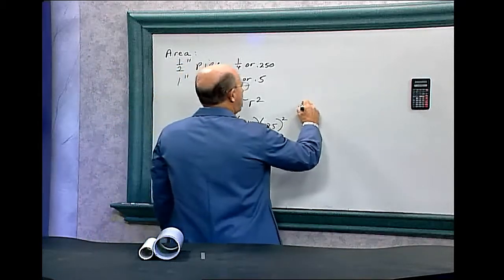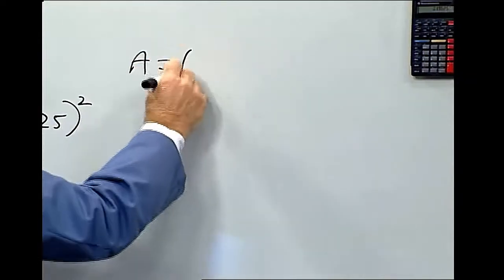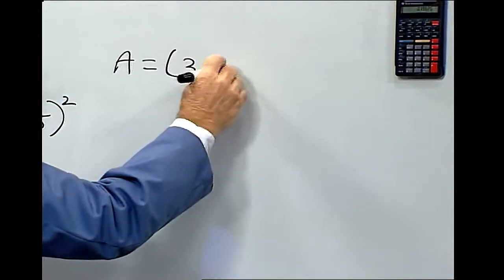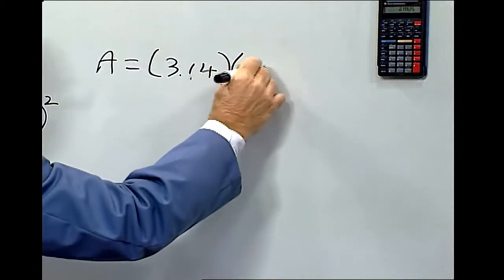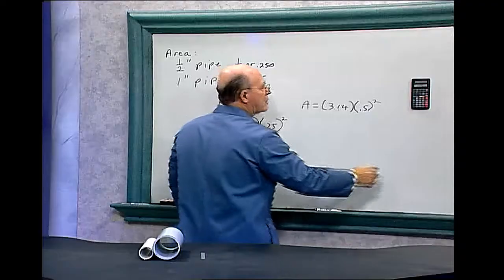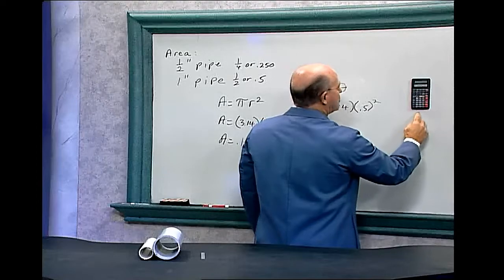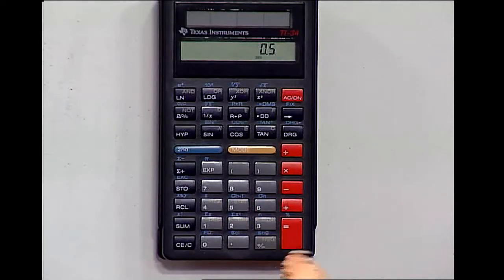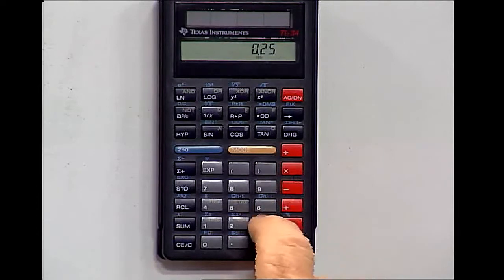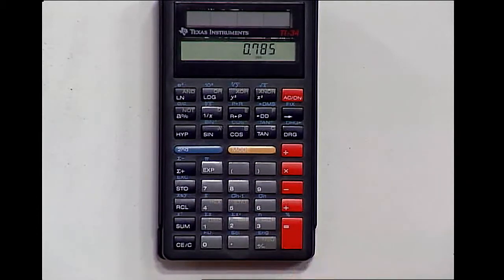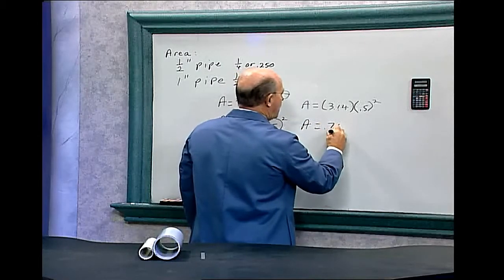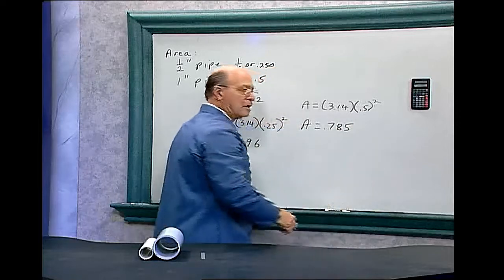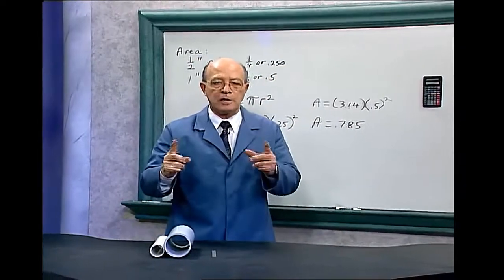Find the area for the 1 inch pipe. So that will be A equals pi, which is 3.14, times the radius, which is 0.5 squared. Clear the calculator. 0.5, and let's do it the other way, times 0.5 times 3.14 equals, A equals 0.785. Let's go back to the video where I ask another question.